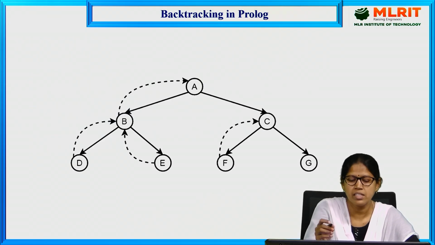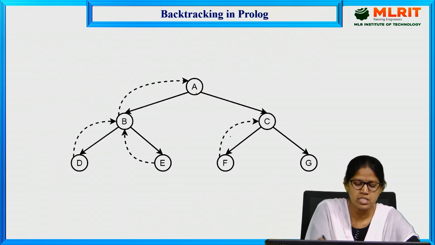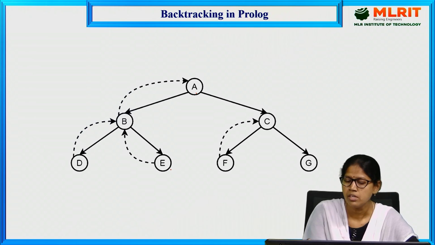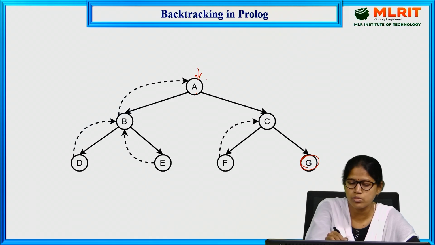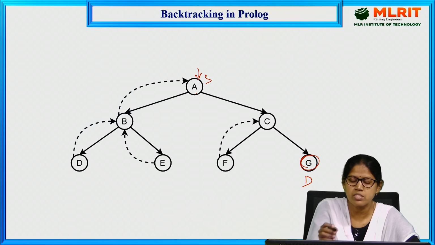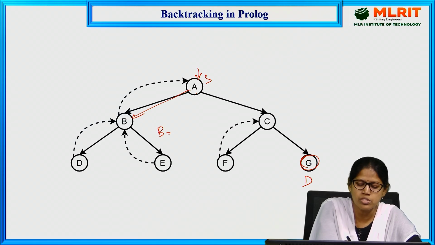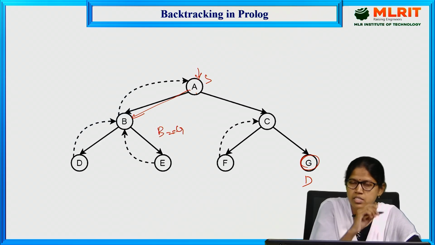Let's see here. We have a tree structure with nodes A, B, C, D, E, F, G. A is the root node and G is the destination node, source and destination. We need to reach the destination G. How will it start? It will start from A to B. Then it will check whether B equals G or not. No, it is not G.